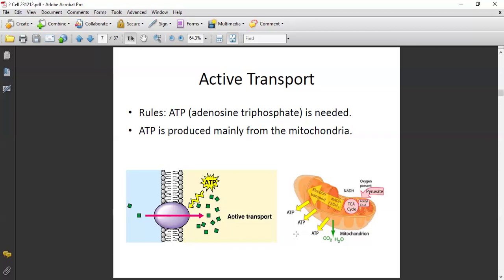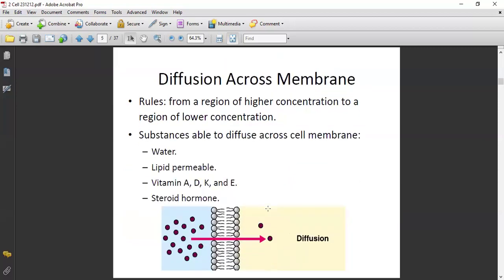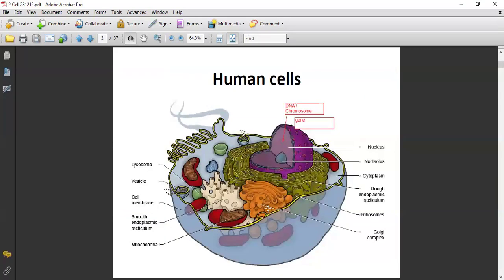We also have another type, which is active transport. This one requires ATP to pump the molecule from one compartment to the other compartment. Even though we may move things from low concentration to high concentration, we can still do it, but this one requires ATP. So that basically is everything you need to know about the cell membrane.